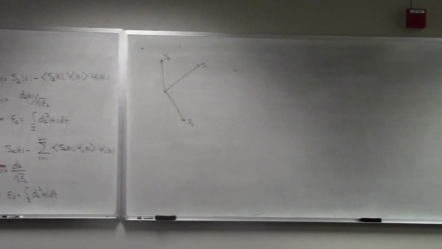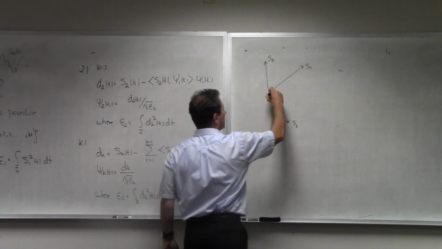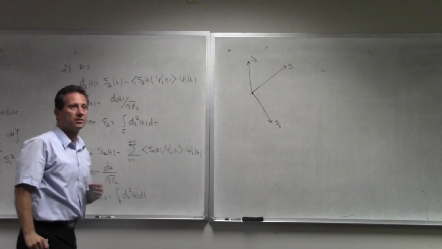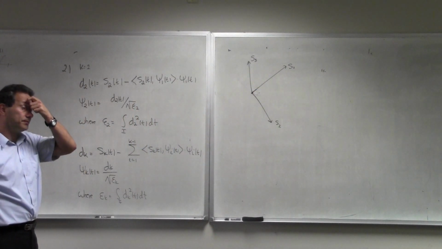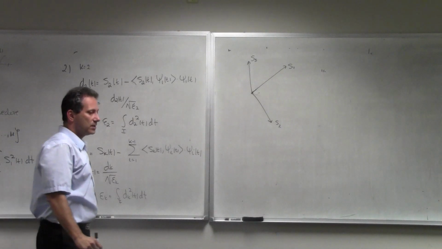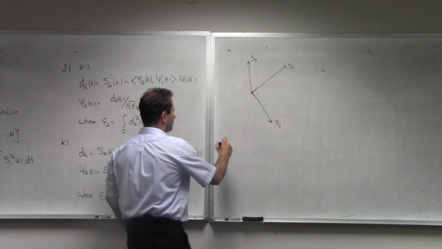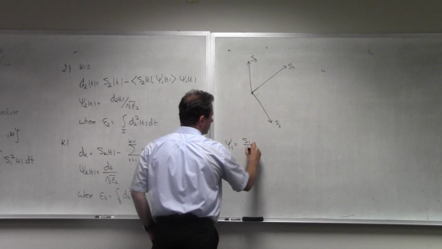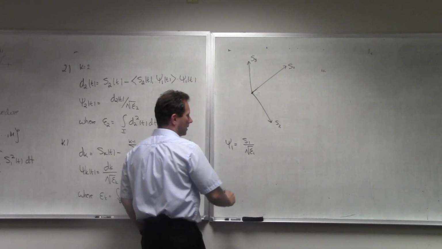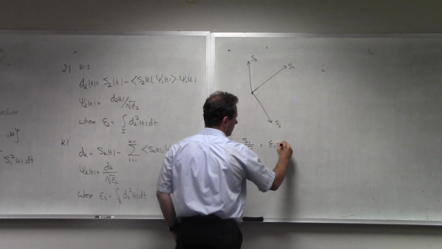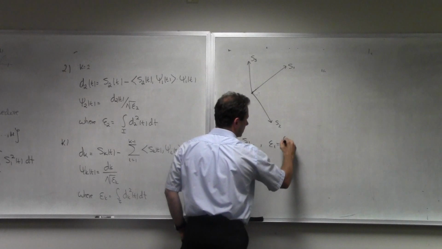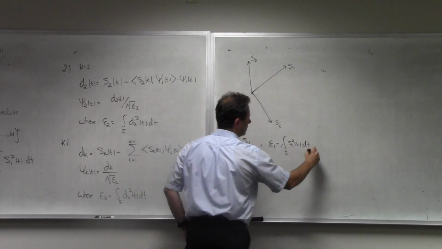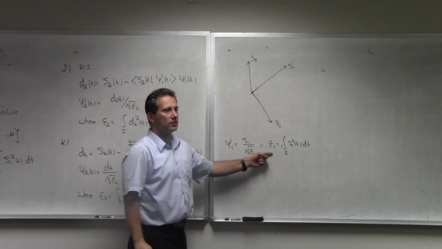In other words, find what is the minimum number of vectors that I need to represent these 3 vectors. And here's how I start. I say my first vector, psi1, is going to be S1 divided by square root of energy 1, where this is your integral of S1 squared dt. So that's my vector notation.